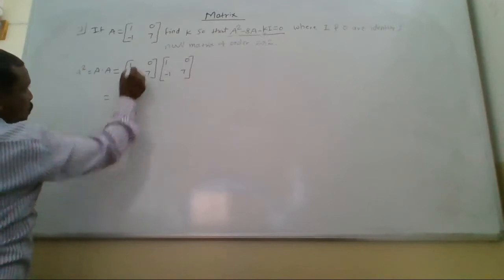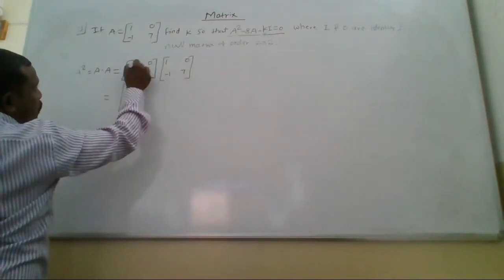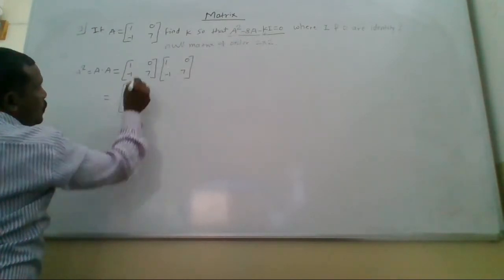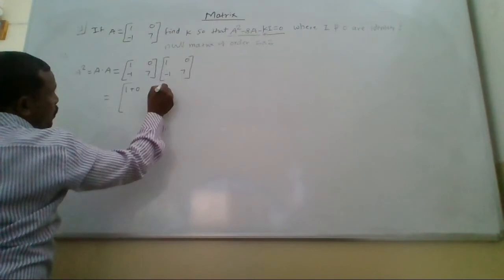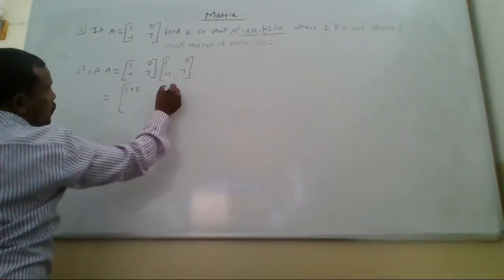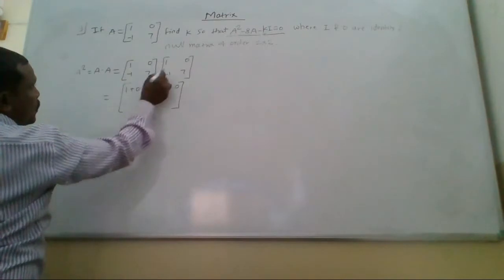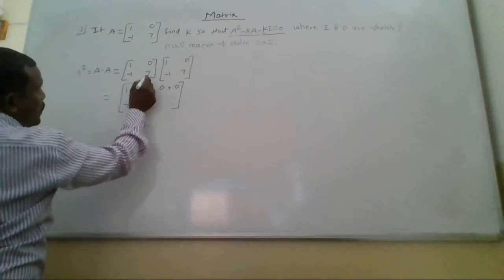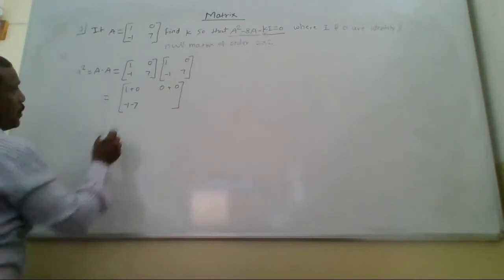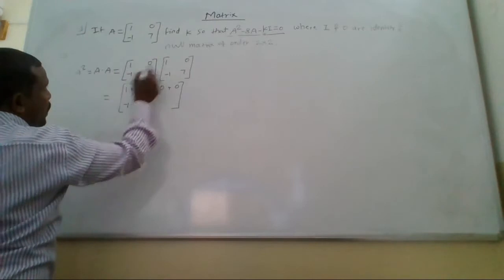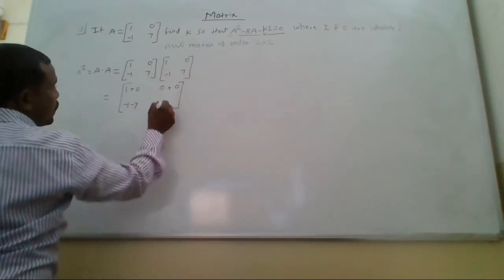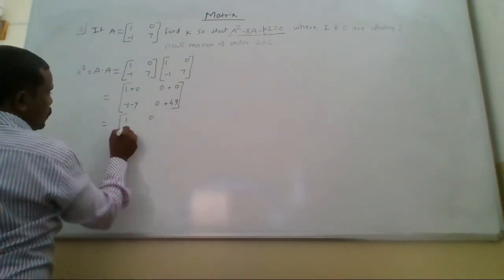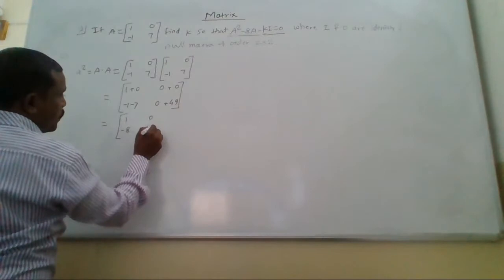Here, first row, first column, row versus column again: 1 into 1 is 1, plus 0 into minus 1 is 0, so 1. First row, second column: 1 into 0 is 0, and 0 into 7 is 0. Second row, first column: minus 1 into 1 is minus 1, and 7 into minus 1 is minus 7. Again second row, second column: minus 1 into 0 is 0, and 7 into 7 is 49. So A square is [1 0; -8 49].